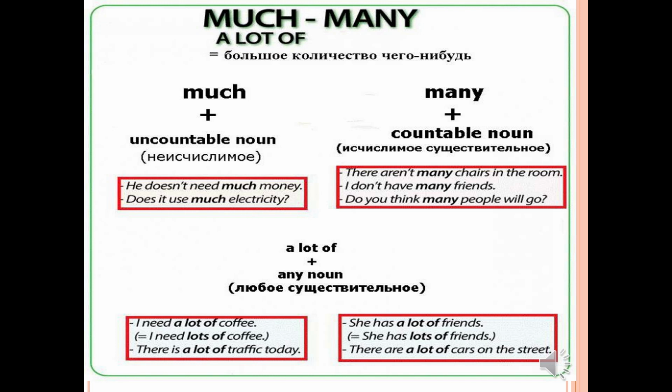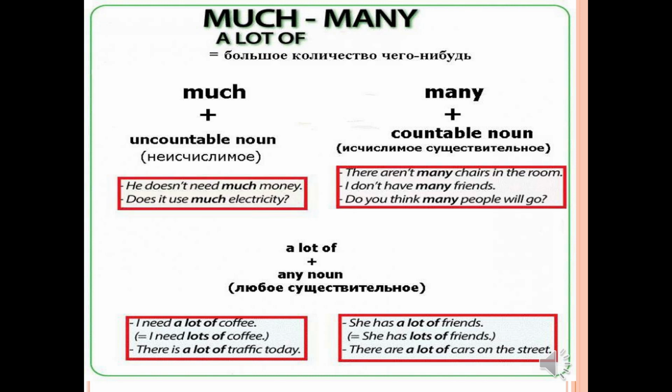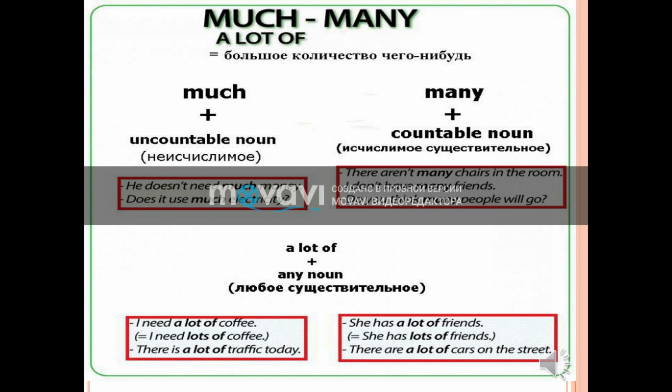So the uncountable nouns go with much, and much is something we tend to use in the interrogative or the negative form. I don't have much water. Do you have much homework? And the countables go with many. We can use this in the affirmative, negative, and interrogative. I have many apples. I don't have many windows. There aren't many girls, which is never normally a problem.